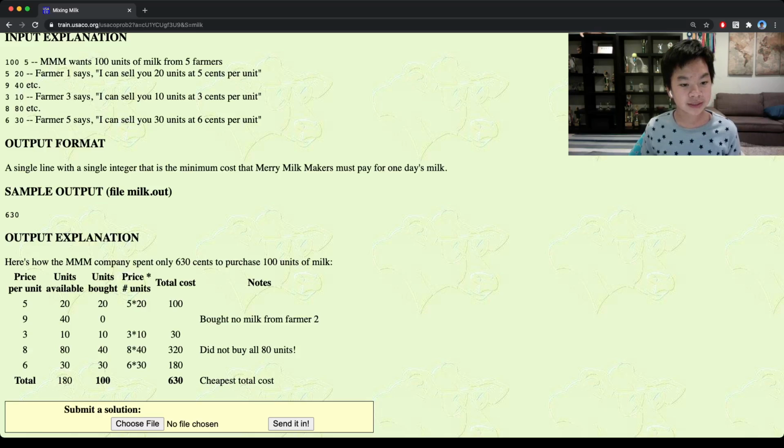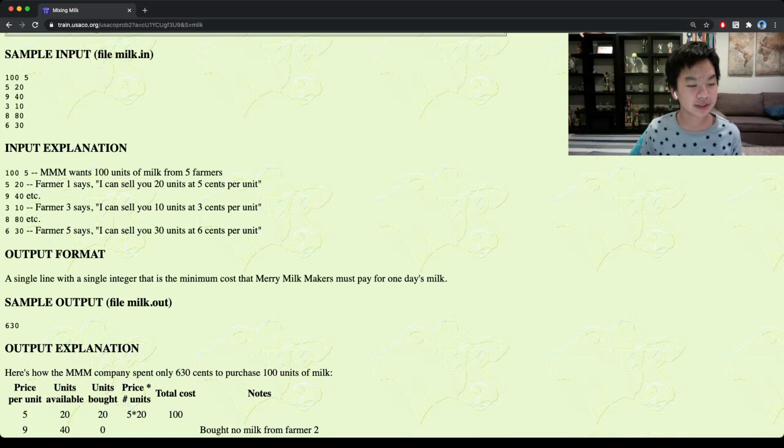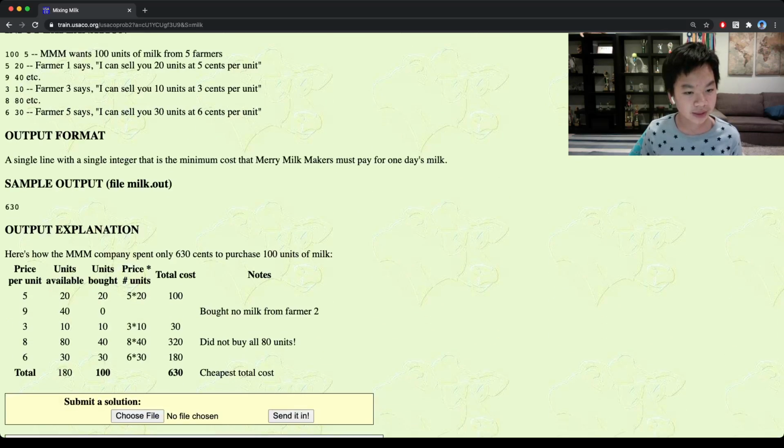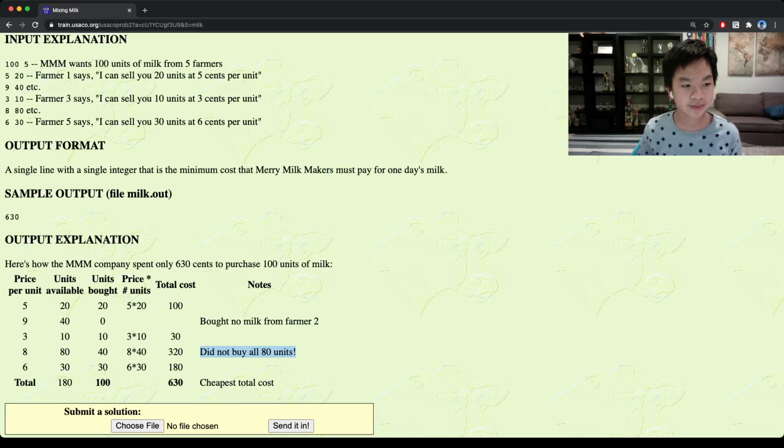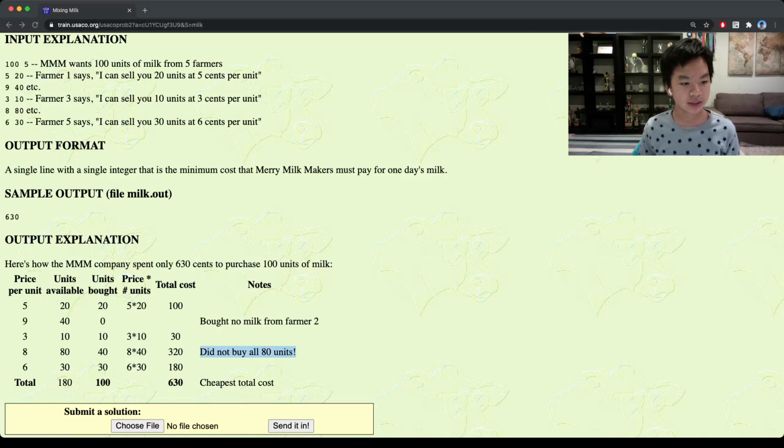So for this case, it would be best to buy all of farmer number 3, who is selling at 3 cents per unit, and then also buy from farmer number 1, who is selling at 5 cents per unit. And then we're also supposed to buy all the 30 units from the 5th farmer. And then we're supposed to buy some of the 4th farmer. So this would be the cheapest cost of 630.